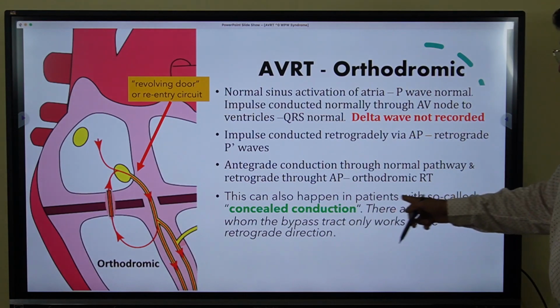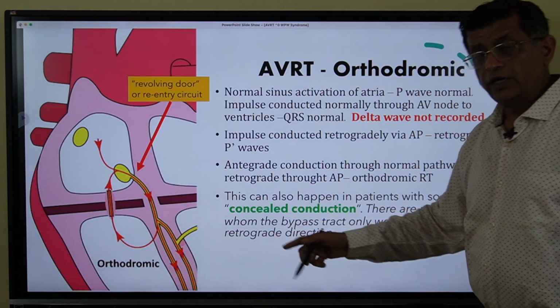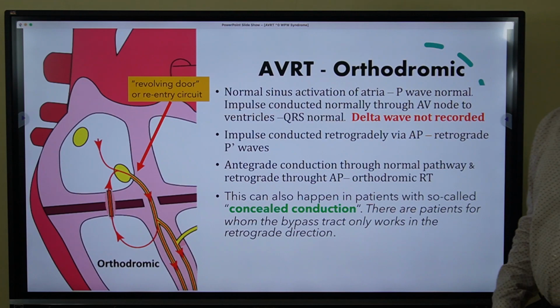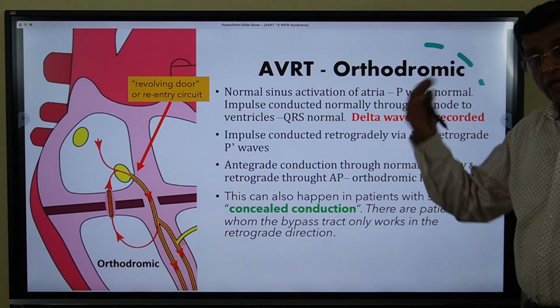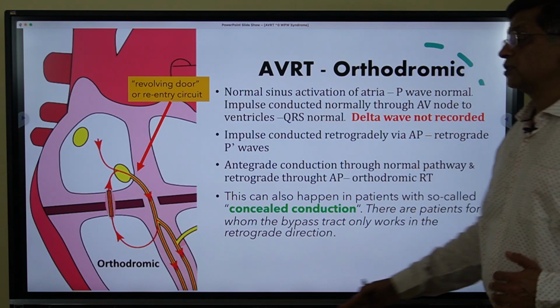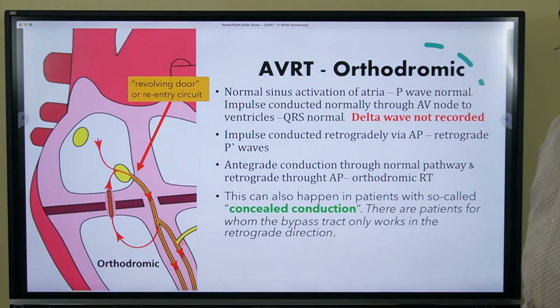This can also happen in patients with so-called concealed conduction. In a patient with concealed conduction, you may not see the WPW pattern when they do not have AVRT, but when they have AVRT, you will see this retrograde P wave conduction.